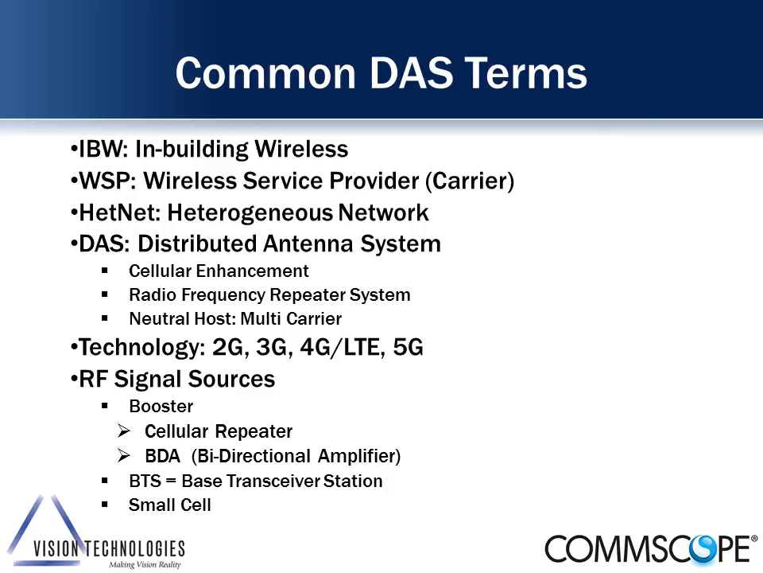So RF signal sources, we're going to talk about a couple different things. From a booster perspective, that could be a cellular repeater. You may hear the term bidirectional amplifier. You're also going to hear the term BTS, which is a base transceiver station. That's a fancy word for the cellular switch that sits in a cell site. And then there's something called small cells that are starting to take place out there. So that's an overview of some of the jargon, some of the terms that you will hear over and over again.